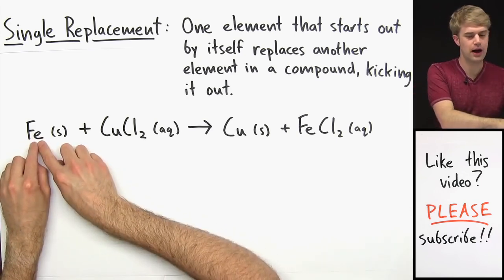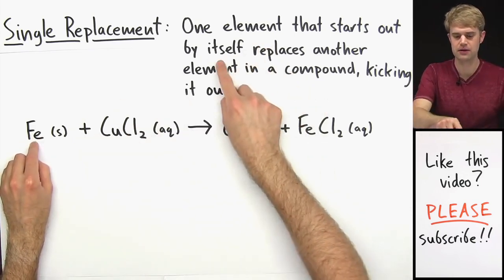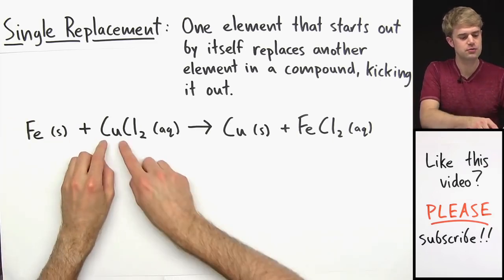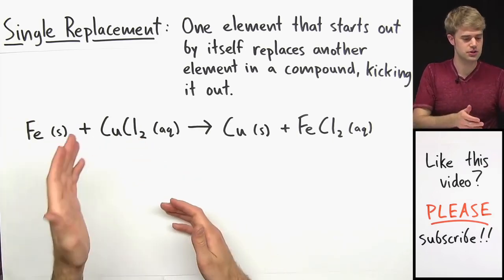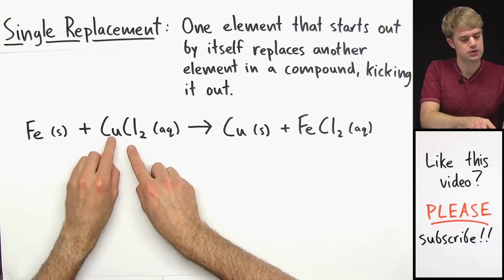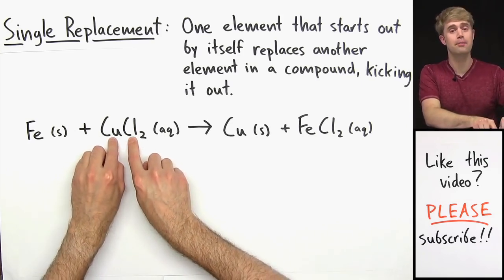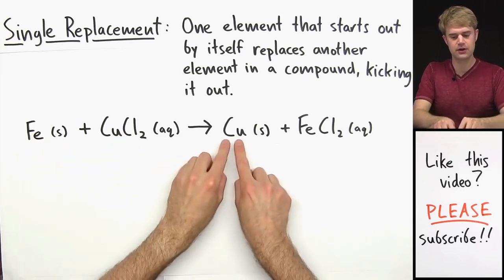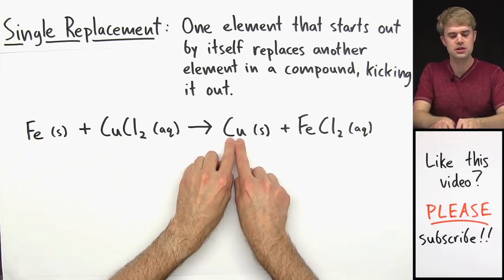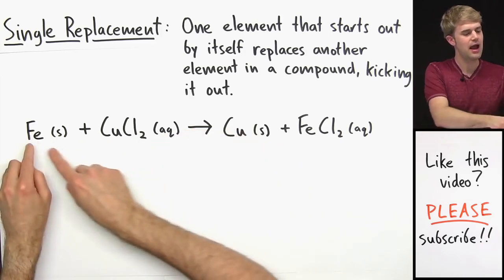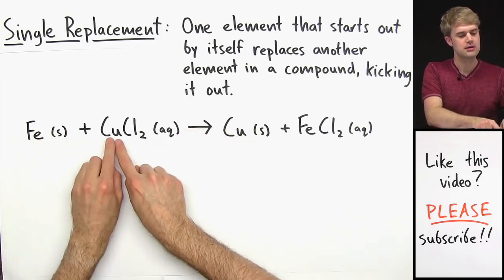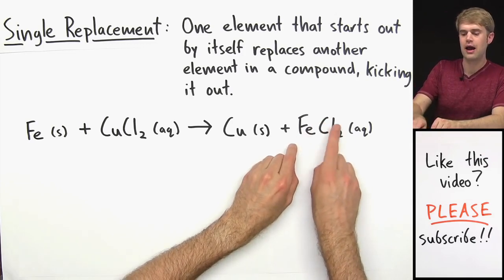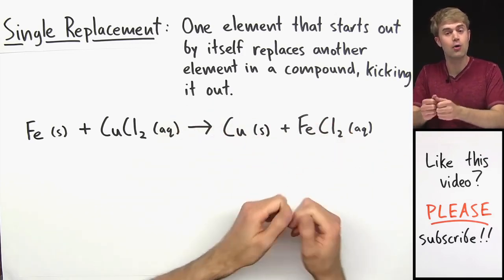We start out with iron, Fe, which is this element that's by itself. And iron combines with CuCl2, which is copper chloride. Okay, so copper and chloride are paired up here. But what happens is iron kicks out the copper, the Cu. So the Cu ends up by itself, and the Fe, the iron, takes the place of that copper. So now the iron and the Cl are paired up.